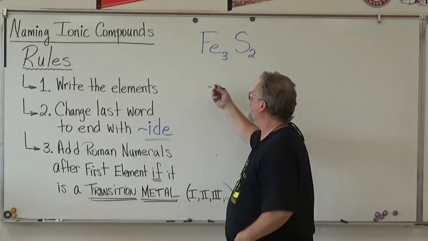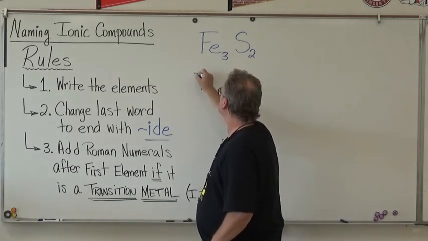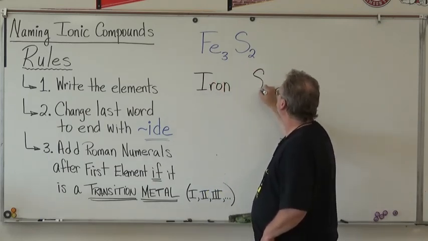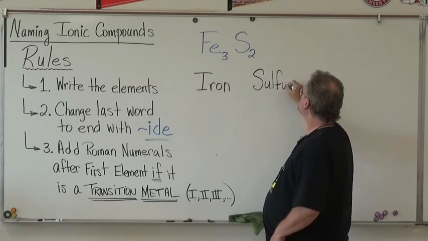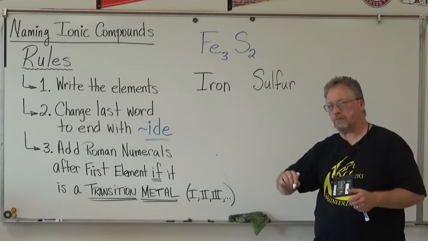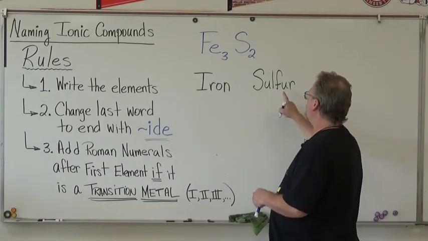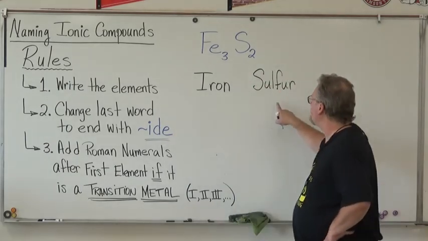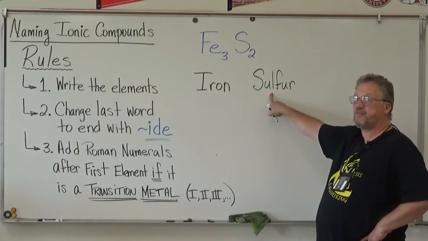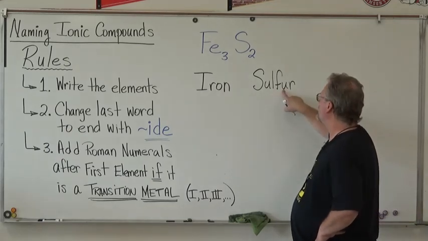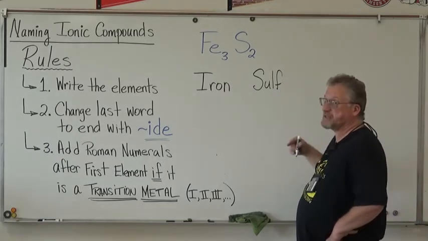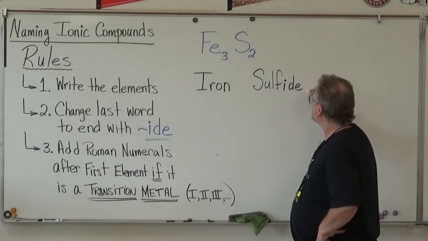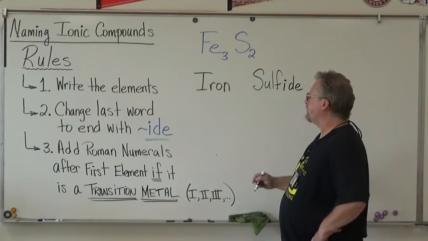So, first step, write down the element. Fe is iron. S is sulfur. Now we're going to start skipping some steps because you're kind of getting used to this, right? So sulfur becomes, remember step number 2, got to change the last one to IDE in the end. So sulfur becomes sulfide. Yeah, so we're going to get rid of the U and the R. It's gone. And we're going to put in an IDE, sulfide. Okay? So that takes care of step number 2.